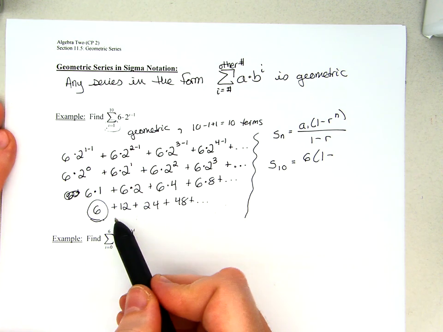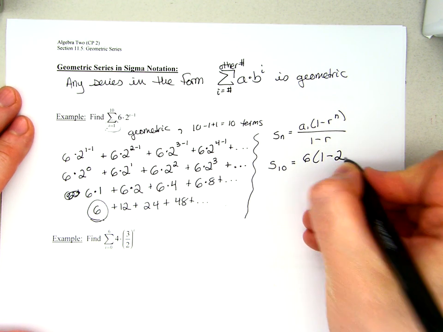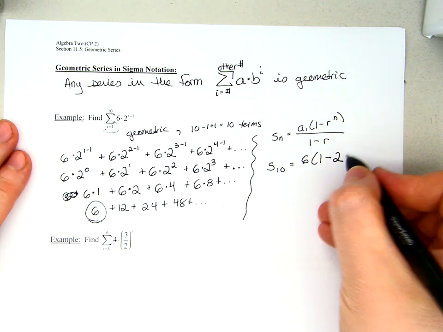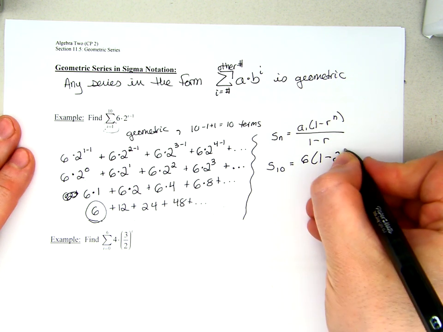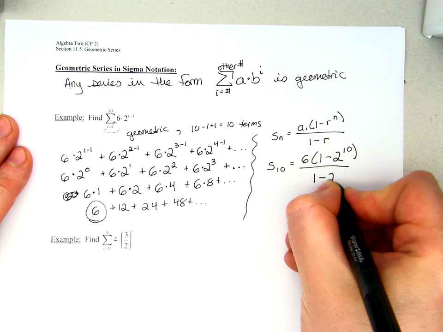Common ratio here is 2. Every time I'm multiplying by 2. So I'm going to say minus 2 raised to the 10th, and I'm going to divide by 1 minus 2.